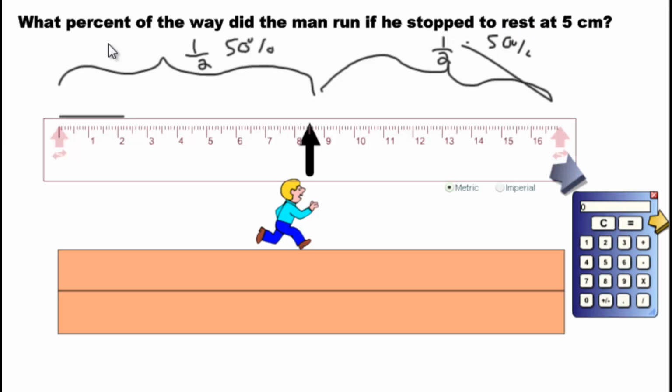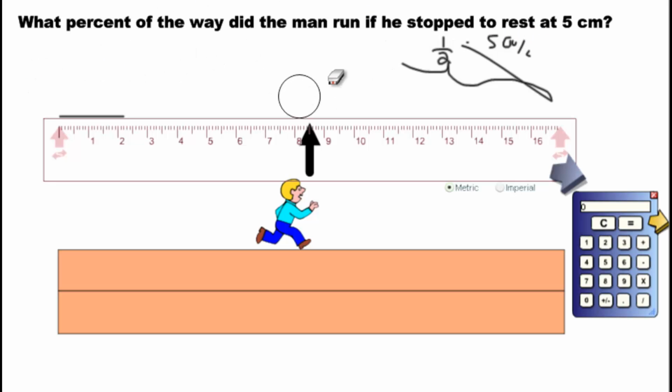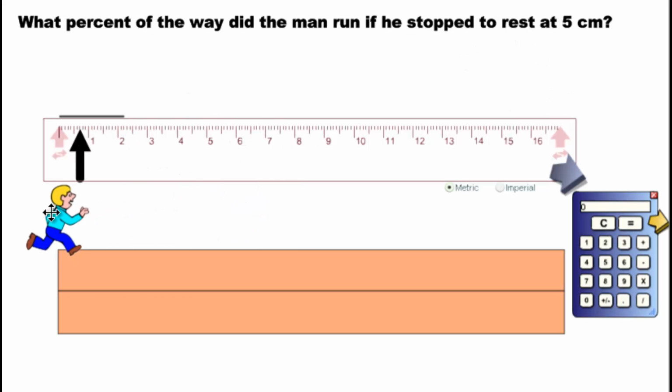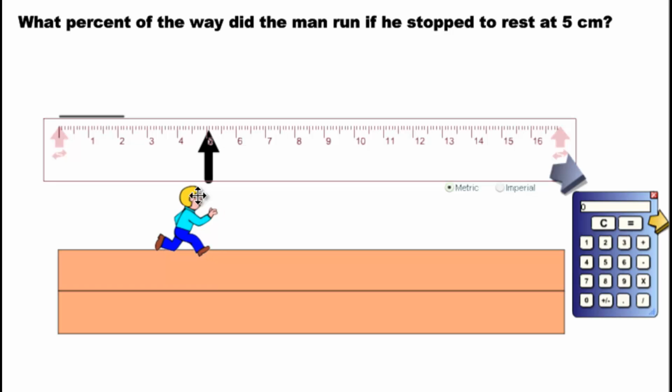But he didn't go that far. In fact, he didn't even come close. He's a little bit out of shape. He stopped to rest over here. The question asks us to find the percent, and we know by now that anytime we are asked to find a percent, we need to pull out our percent formula, which states that you need to divide two numbers and then multiply by 100.